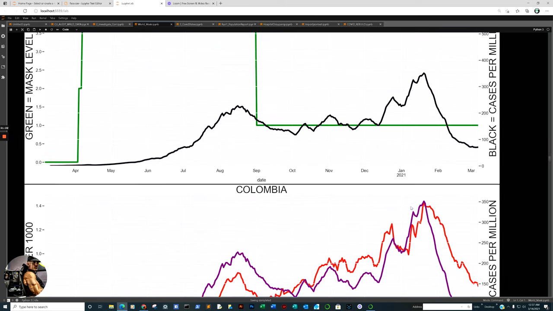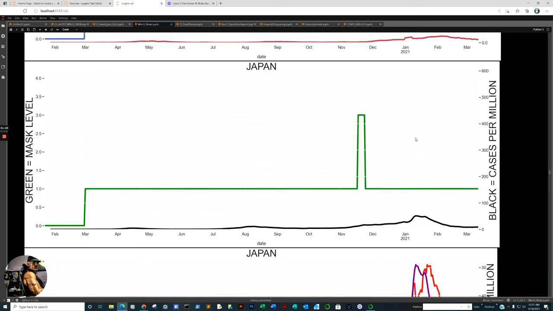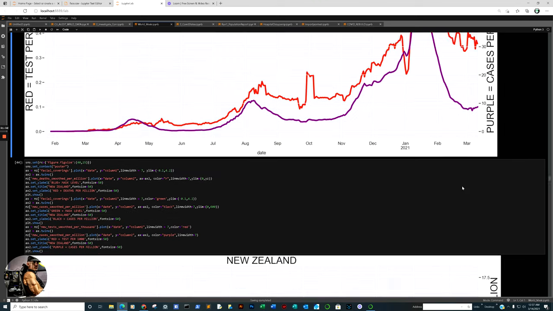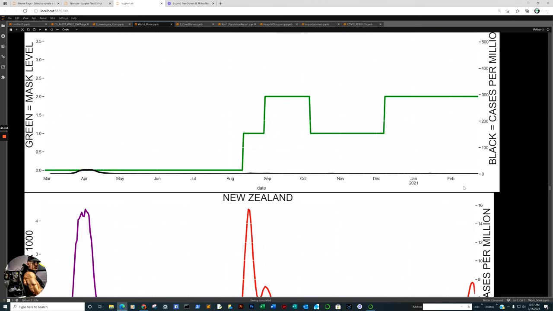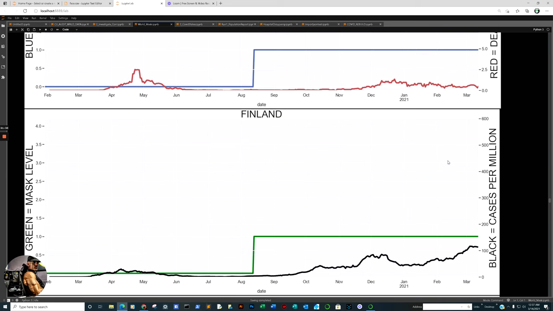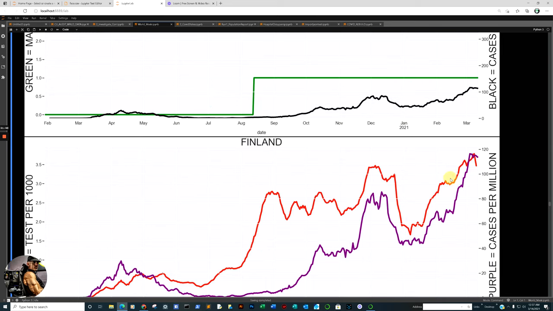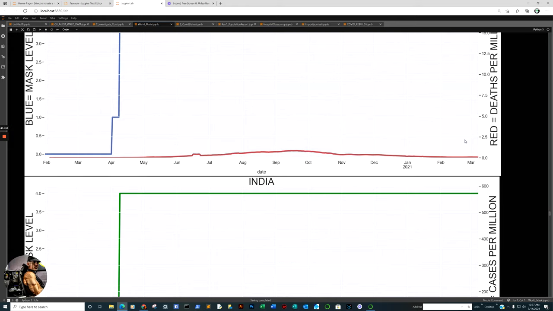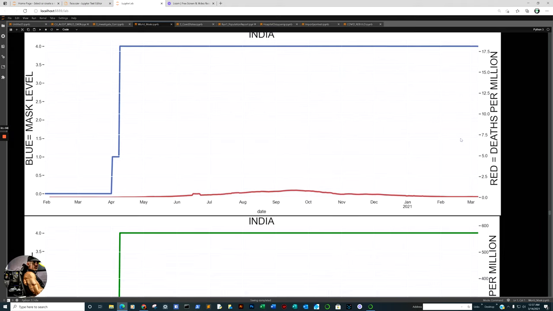And so let's go. Colombia we'll pass over. Japan, pretty much stable. Their testing and the cases per million are down pretty low. New Zealand, still out of the game. Finland caught me off guard a little bit. The tests per thousand and the cases per million seem to go hand in hand. Interesting. India, not much.